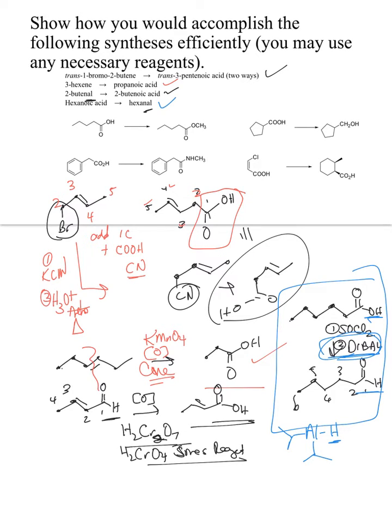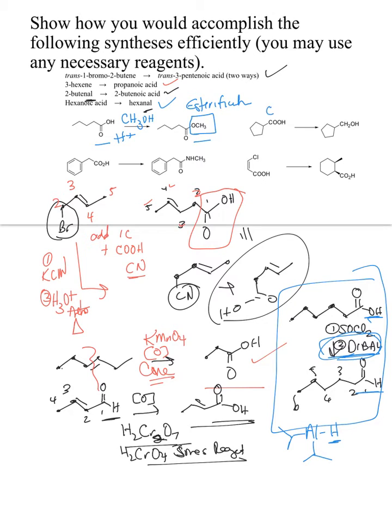Now, the next one here, we're going from a carboxylic acid to an ester. This is esterification. It's called Fischer esterification, so you need the alcohol, CH3OH. The alcohol supplies the ester portion, and then you need a little bit of acid.